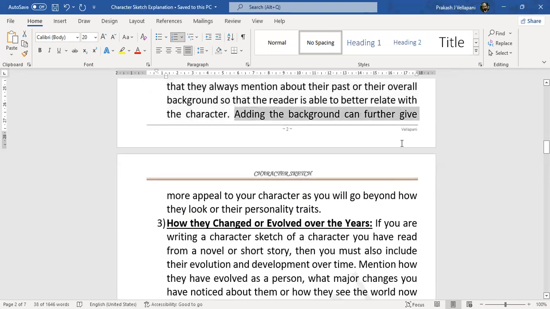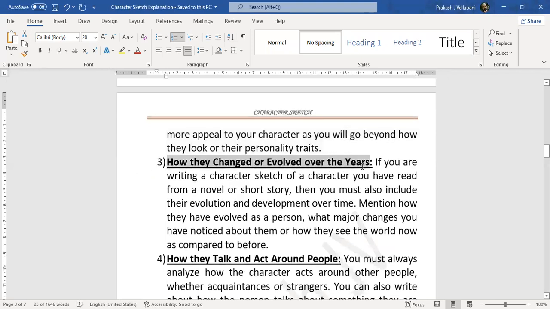Adding the background can further give more appeal to your character, as you will go beyond how they look or their personality traits. Giving the background of the character ensures that the reader is able to better relate to the character, because apart from knowing the basic personality traits or basic physical features, the reader also knows what makes them react to certain situations, what they had gone through in their past, what made them grow.